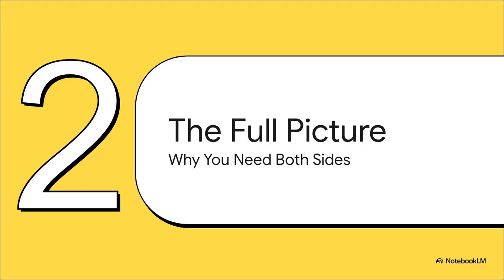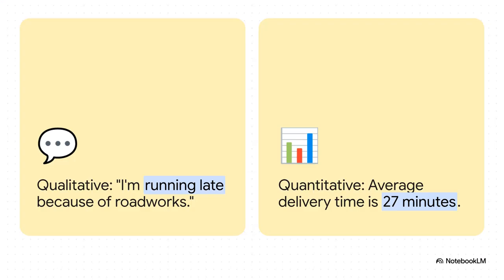Okay, so we've got our main categories: structured, unstructured, and semi-structured. But here's the key, and this is really important. They don't exist in separate worlds. To get the full picture, the real story of what's happening at Hungry Now, you have to understand how they all work together. And that brings us to another really important distinction: qualitative versus quantitative data.